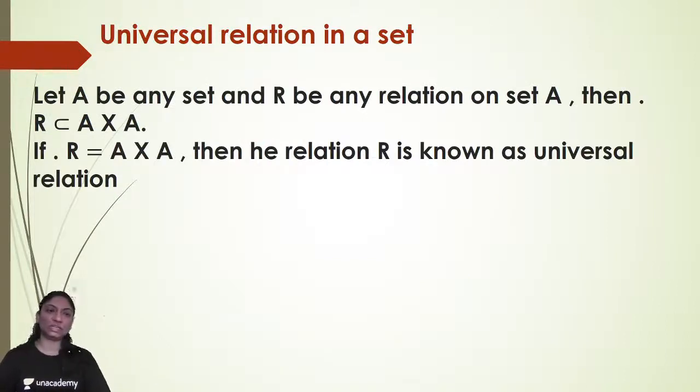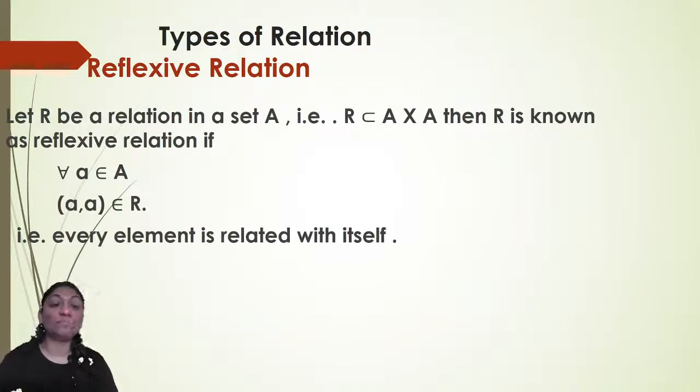Universal relation in a set A. Let R be any relation on set A, then R is a subset of A cross A. If R is equal to A cross A, then the relation R is known as a universal relation. Now we'll see the types of relation.